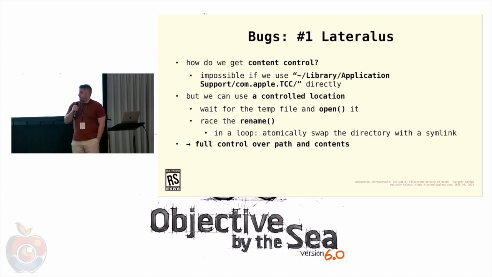However, if I point it to any other location that I control, I can catch the temp file, open a file descriptor, or replace the file, or do whatever, and then I just race the rename. If I replace the directory with a symlink between the source and the destination lookups, I can exactly overwrite TCCDB with the atomic swap, full control over path and contents.